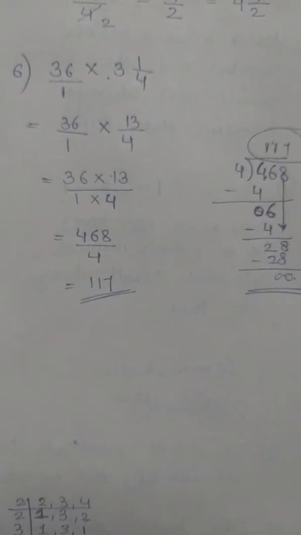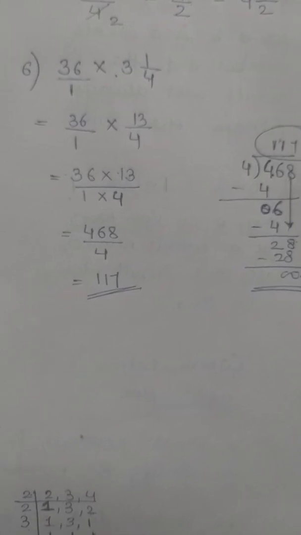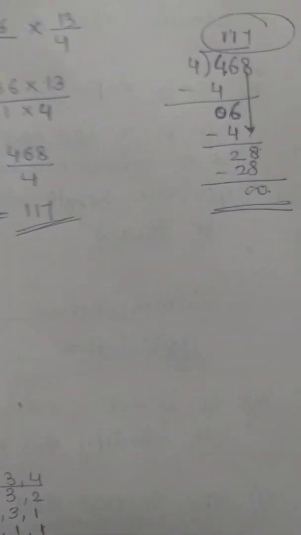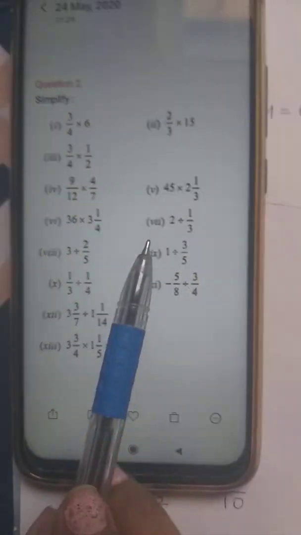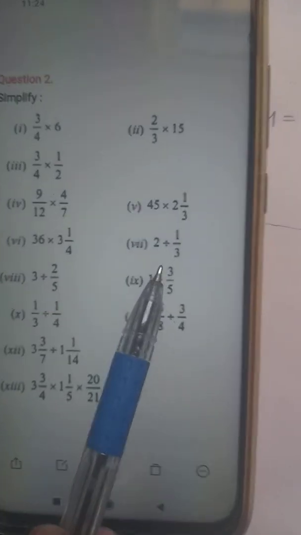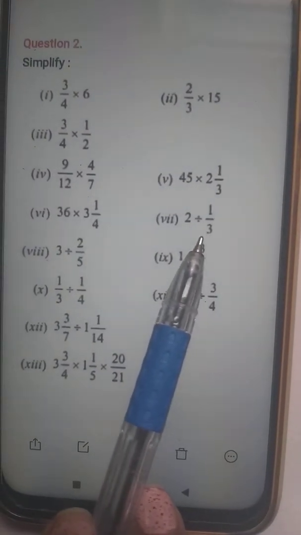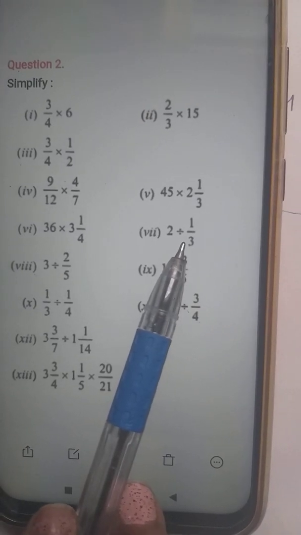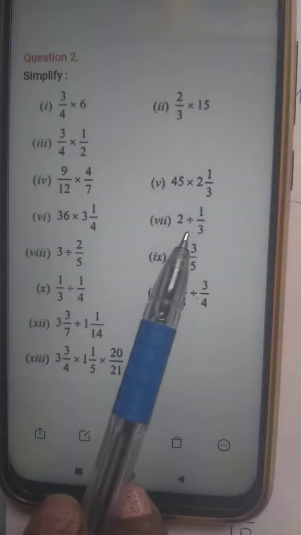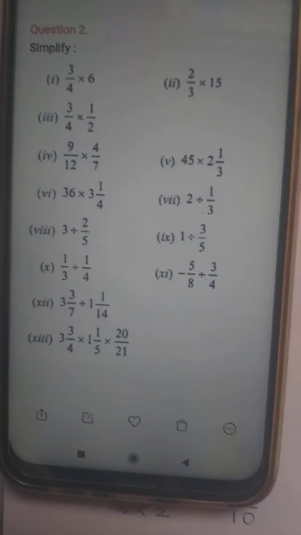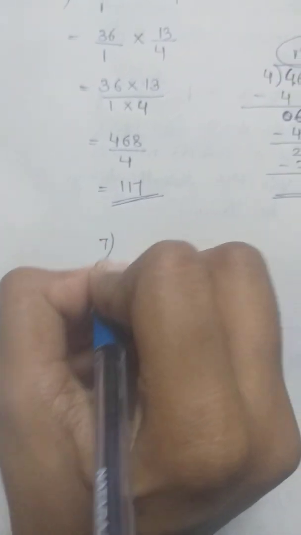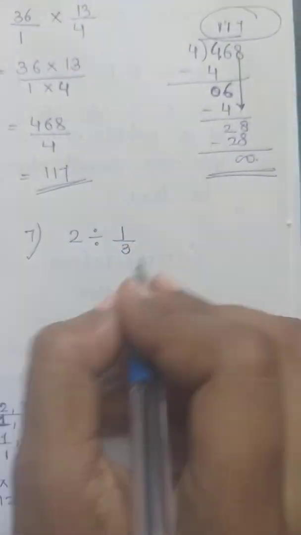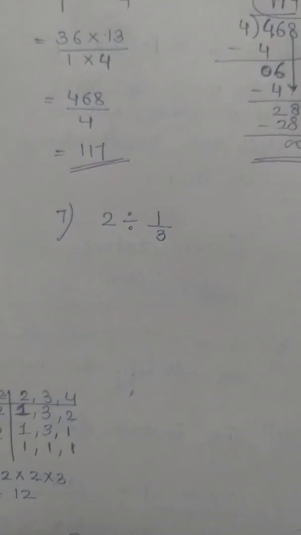Okay, now we'll start doing the next sum, question number 7, which is division: 2 divided by 1 by 3. So what you have to do is make the reciprocal of the number 1 by 3, or you can use the multiplicative inverse. We'll write the question. Question 7: 2 divided by 1 by 3. Use the multiplicative inverse of the number.